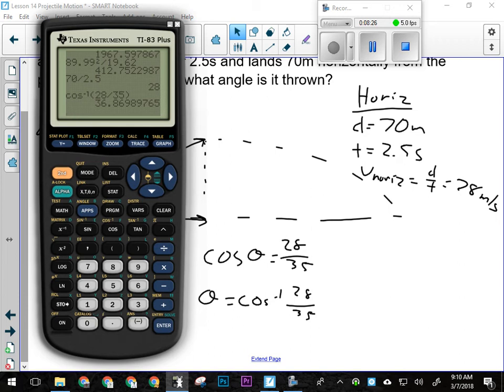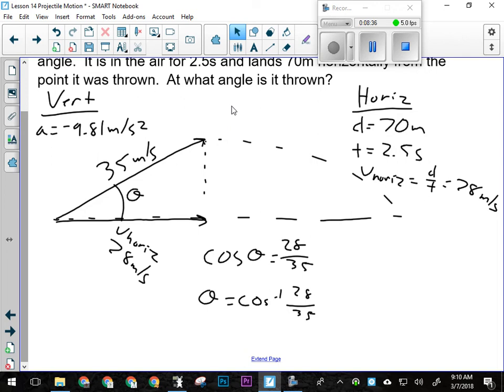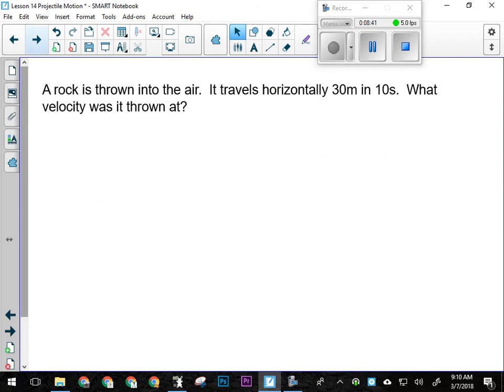Everybody okay with that one? A little bit tricky, but it's basically just backwards of what we've been doing. Anybody need that one anymore?